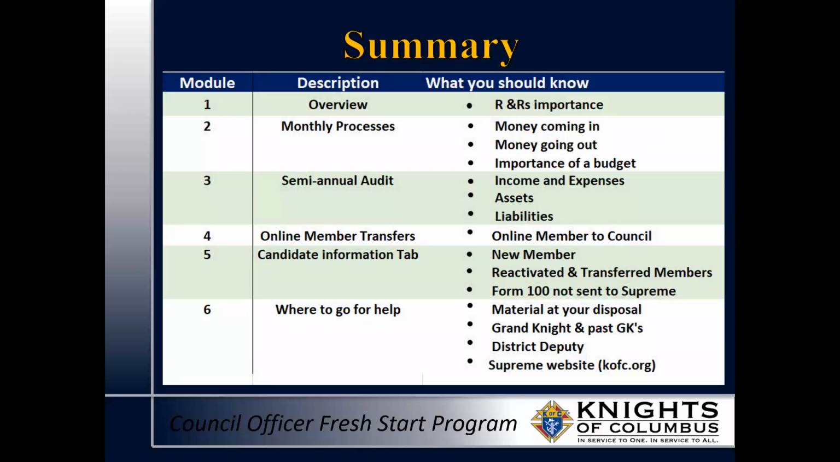So as an overview here, this just tells you some of the things that we've covered during the day today. We've talked about the money process, semi-annual audit, the online transfer of members for e-membership, the new candidate information tab, and where to go for help.